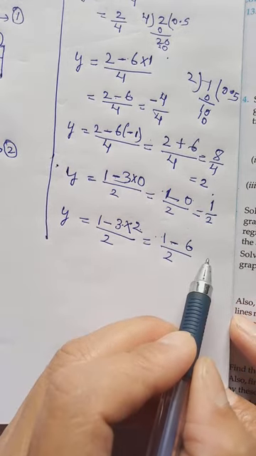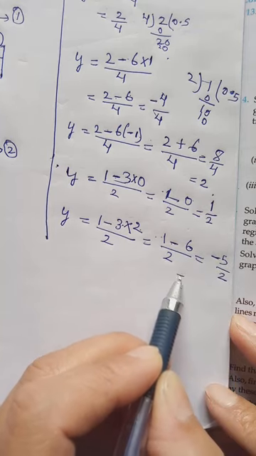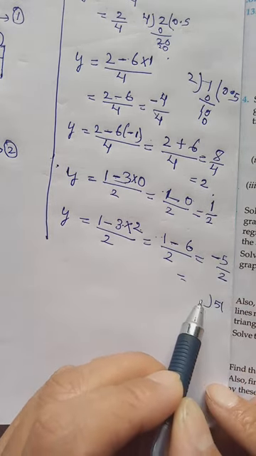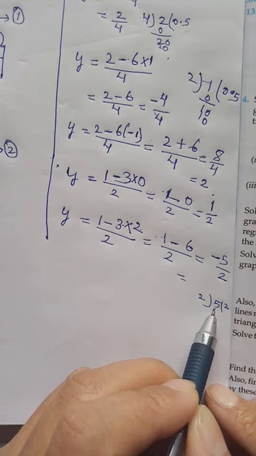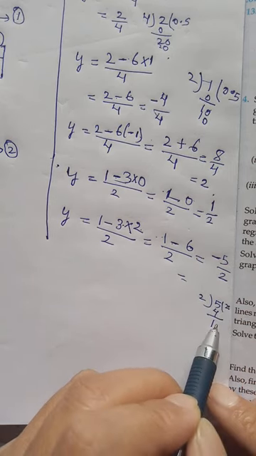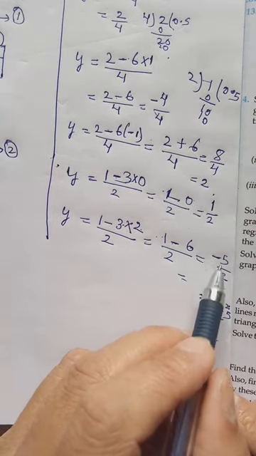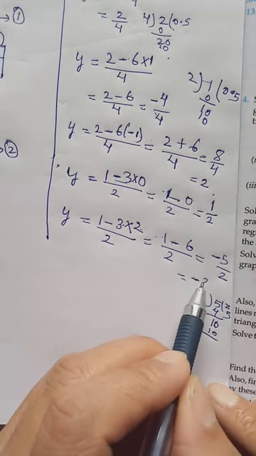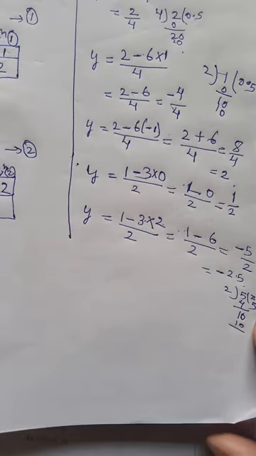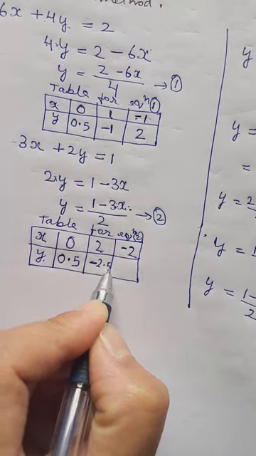6 minus 1 we have minus 5 by 2. So we divide 5 by 2. 2 is greater. 2 into 2, 4. Then 1, so no more number. We put a decimal and bring down 0. 2 into 5 will be 10. We still have the minus here, so we'll put minus 2.5. So in the table we put minus 2.5.